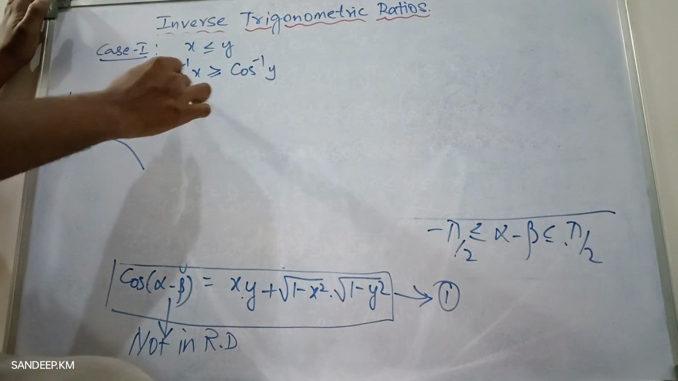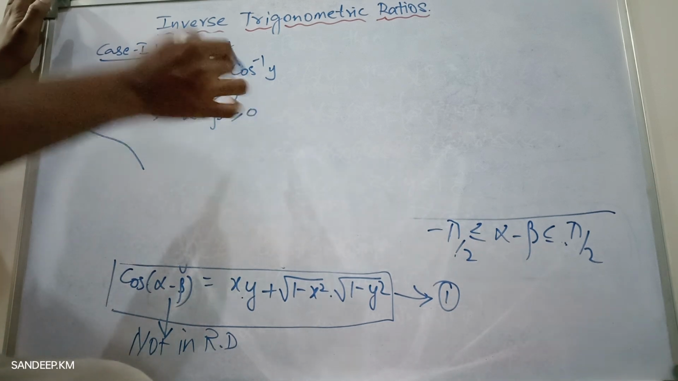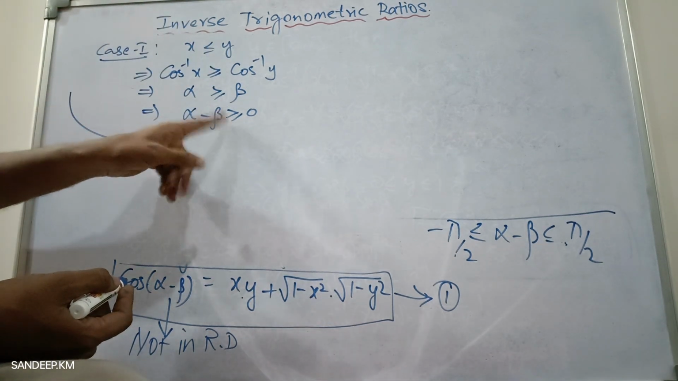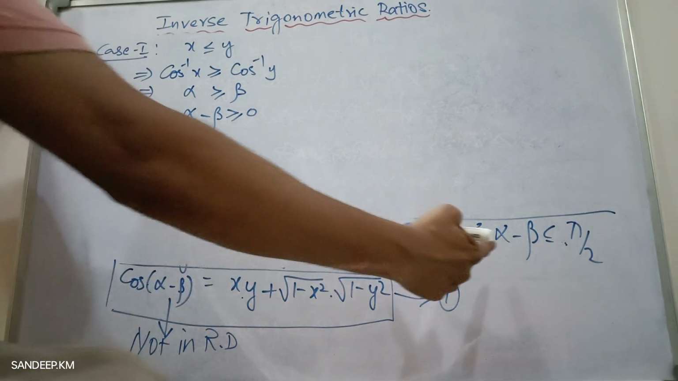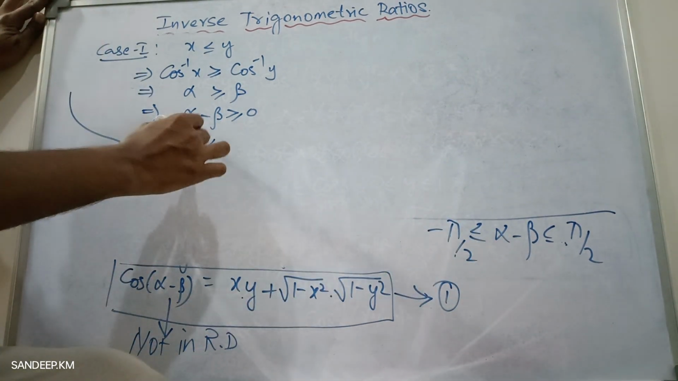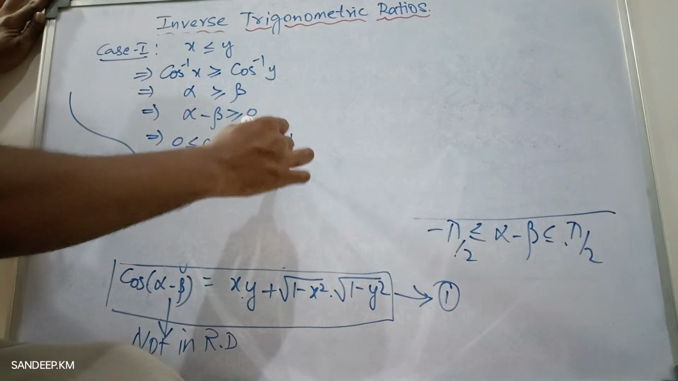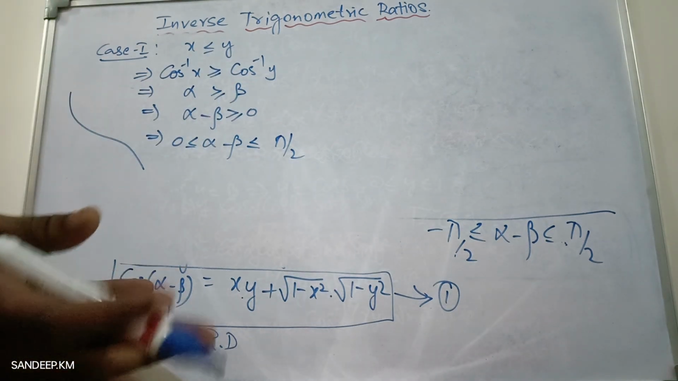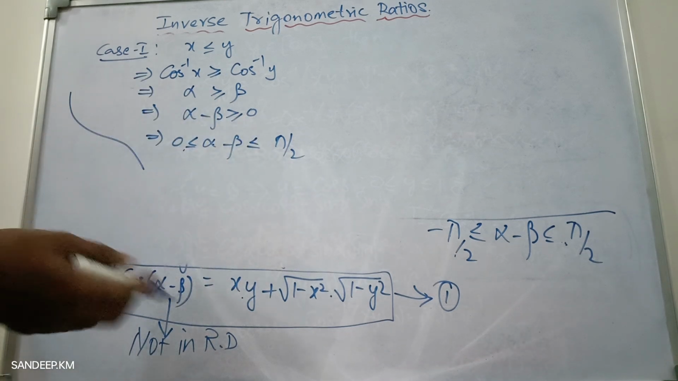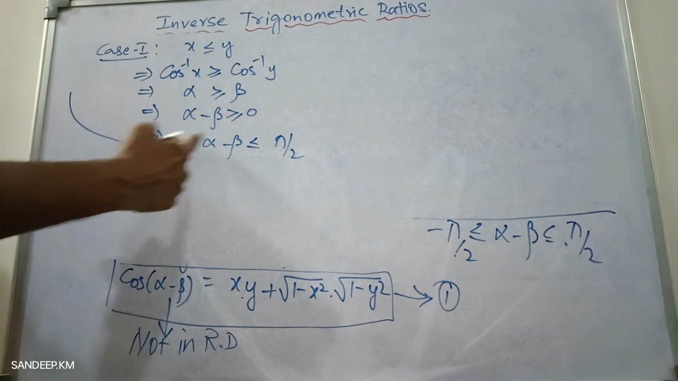And cos inverse x is alpha, cos inverse y is beta, which says that alpha minus beta is greater than or equal to 0. Dear students, whenever x is less than or equal to y, alpha minus beta is greater than or equal to 0. So from this, if alpha minus beta is greater than or equal to 0, we can say that alpha minus beta is greater than or equal to 0, but it has to be less than or equal to pi by 2. So what is the meaning of it? Alpha minus beta is between 0 and pi by 2. Now come to this first equation. Now alpha minus beta is between 0 and pi by 2.